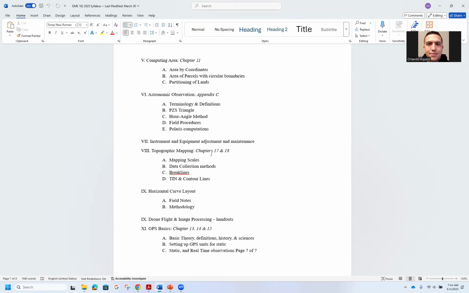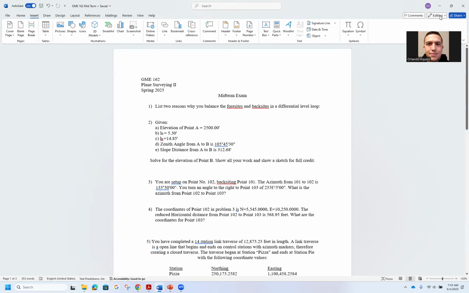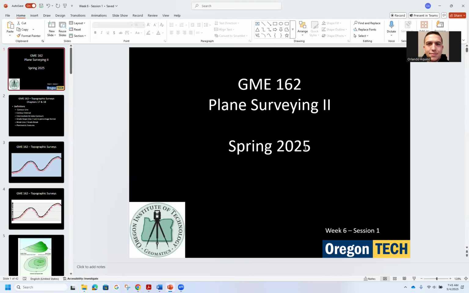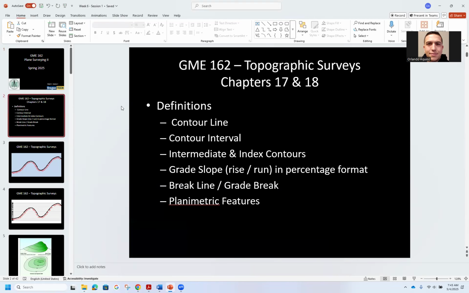But for the lecture side, we're just going to get into it now, the whole reason, the theory and all the good stuff. So that's what we're going to be picking up on: topographic mapping. So, spring 2025 course, we are on topographic surveys.